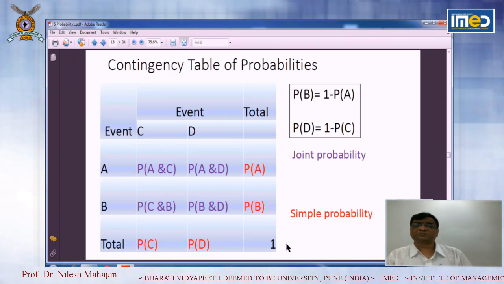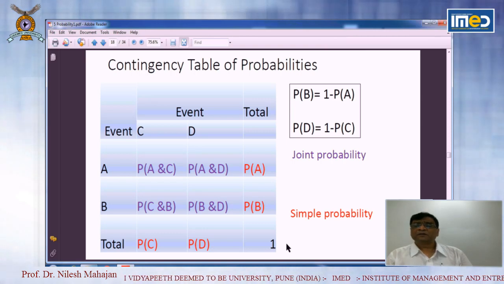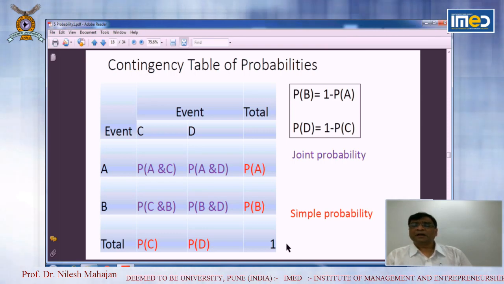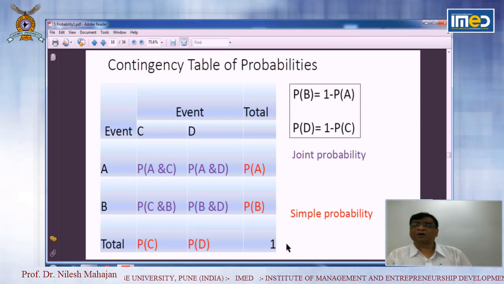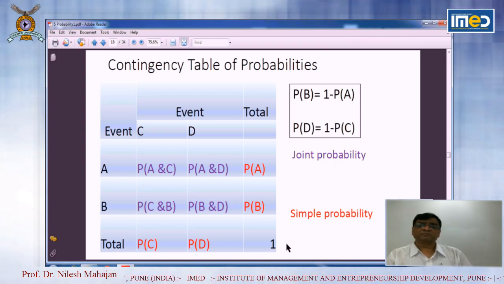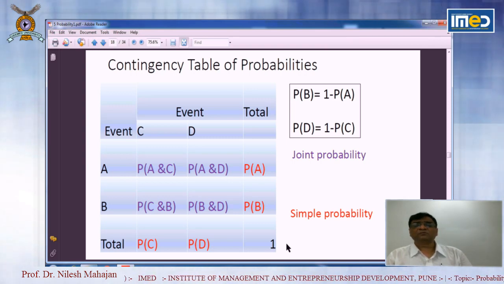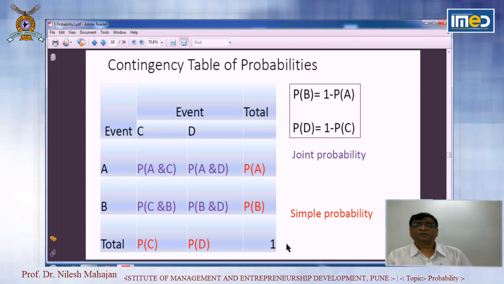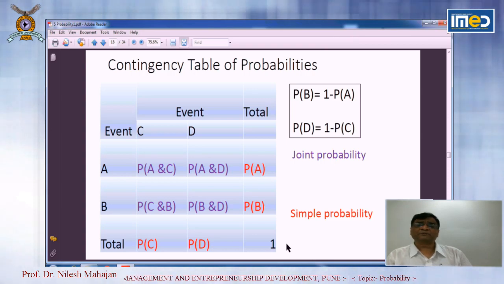So we define here a contingency table of probabilities. The probabilities are according to this table. We can consider them as joint probabilities or simple probabilities. Their sum in total is 1 only. So according to this table you consider how to calculate the values.